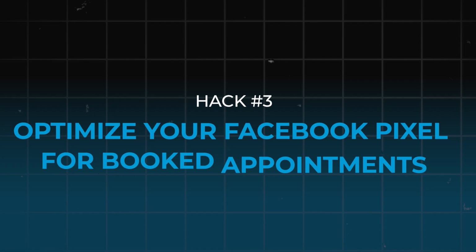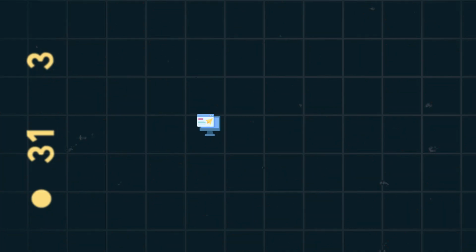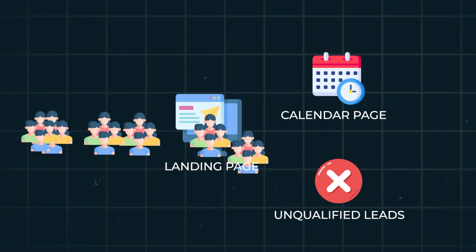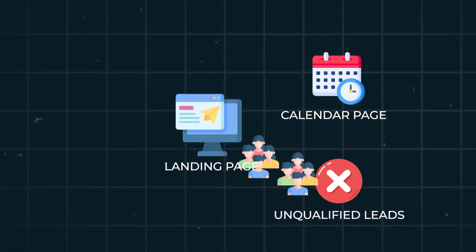Now, this brings us to hack number 3, which is super important. Optimize your Facebook pixel for booked appointments. And don't worry, I'm going to explain exactly what that means. Once you have your landing pages and funnels set up so that only qualified leads are landing on your calendar page, you can then optimize your Facebook conversion event for appointments instead of leads.